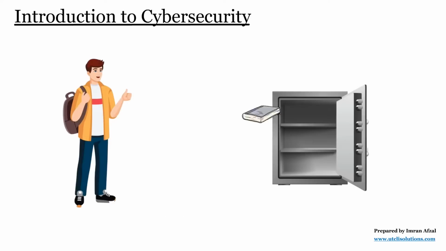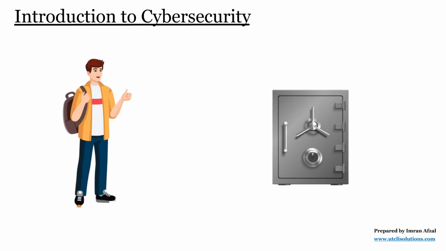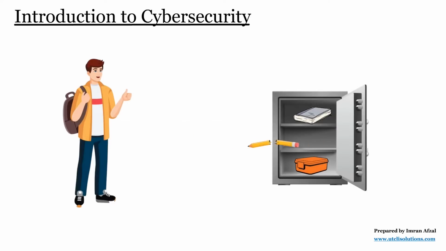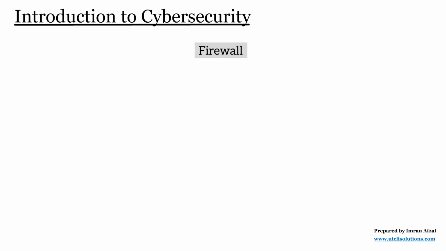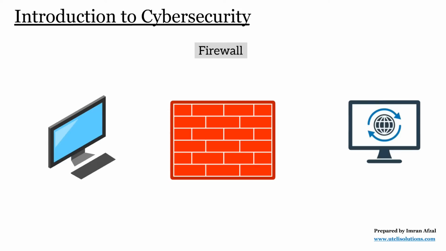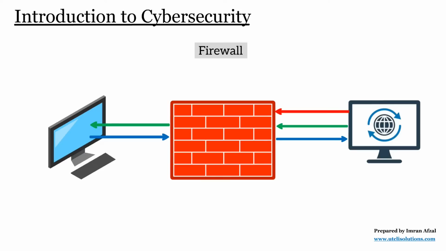Just like we keep our personal things safe in real life and check if something is missing or broken, we also need to do the same in the online world. And that is what cybersecurity is all about. Now, let's talk about how it is possible and what tools are used to make it work. One common tool is called a firewall. A firewall works like a security guard that watches what is coming in and going out of your computer. If something dangerous tries to enter, the firewall blocks it immediately.